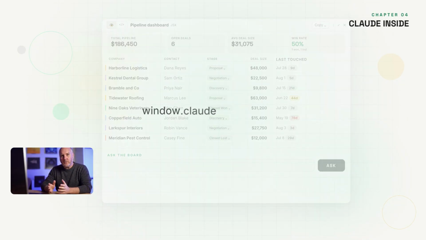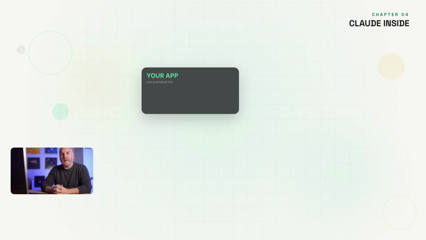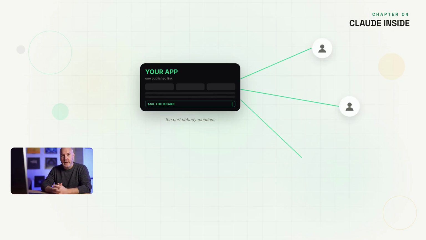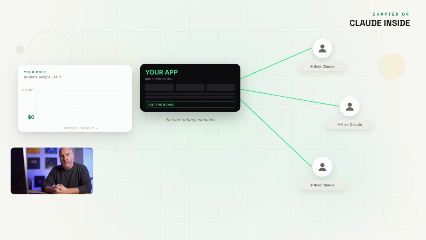Underneath, Claude wrote 1 line of code that calls Claude. You will never see it, and that is entirely the point. Now the part that actually matters, and almost nobody mentions it. When you send this to somebody else, and they use that panel, they sign in with their own Claude account.